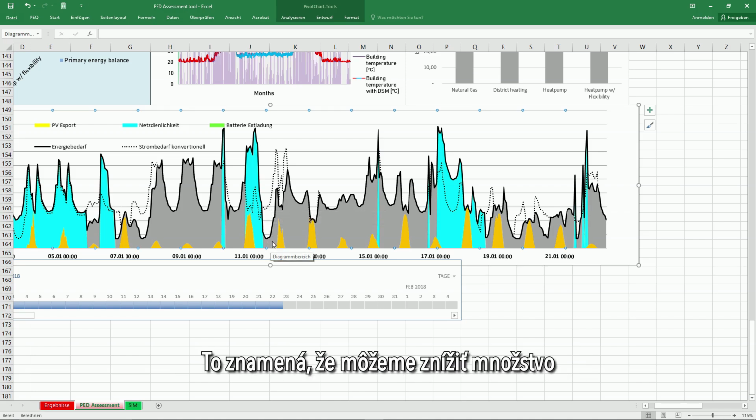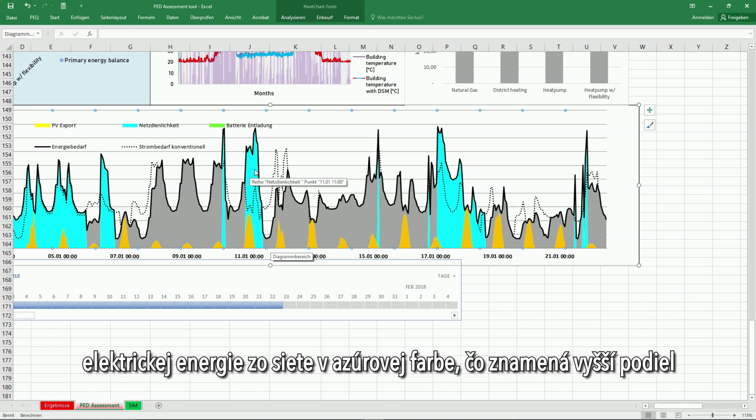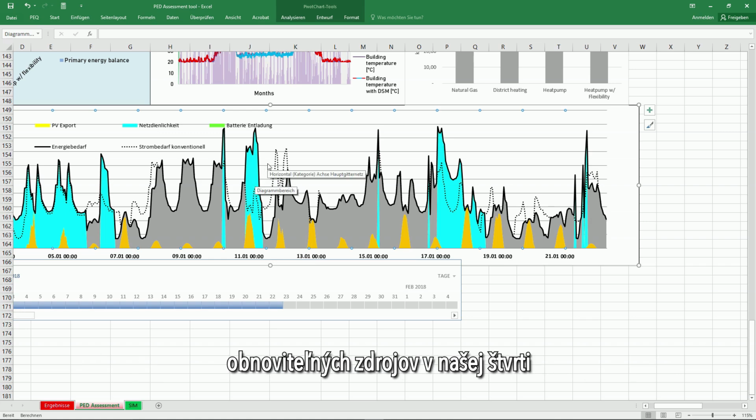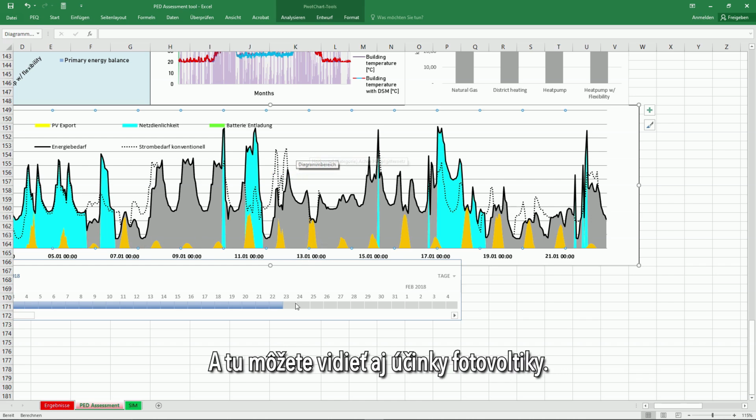So that means we can reduce the amount of grid electricity in gray and increase the amount of grid electricity in cyan, meaning a higher share of renewables in our district and a lower greenhouse gas emission factor. And you can also see the effects of the photovoltaic here.